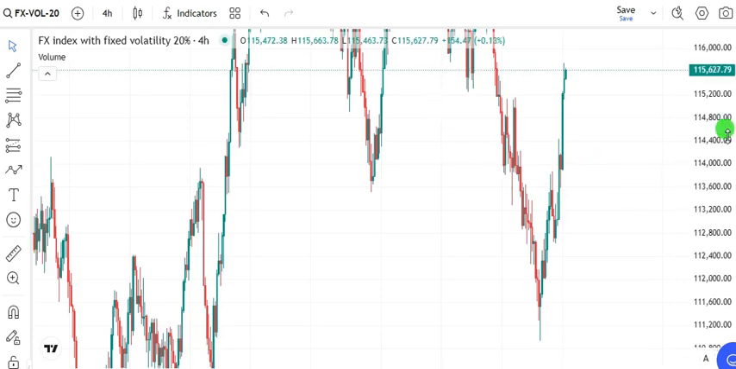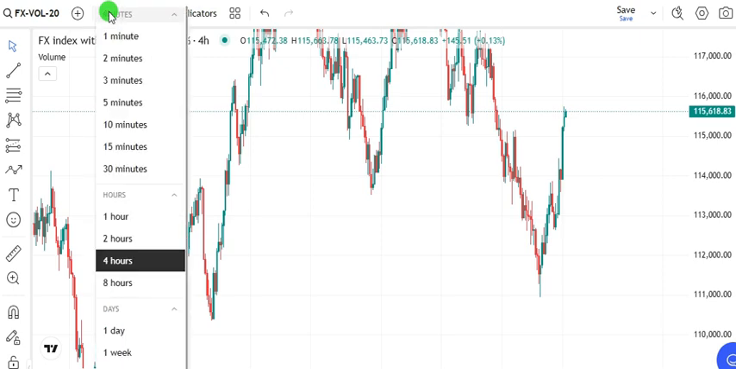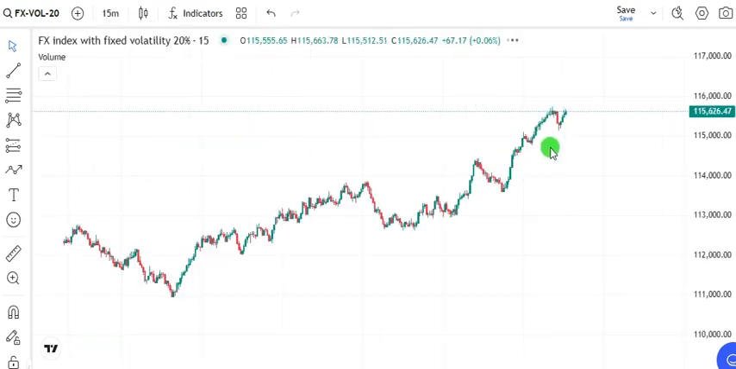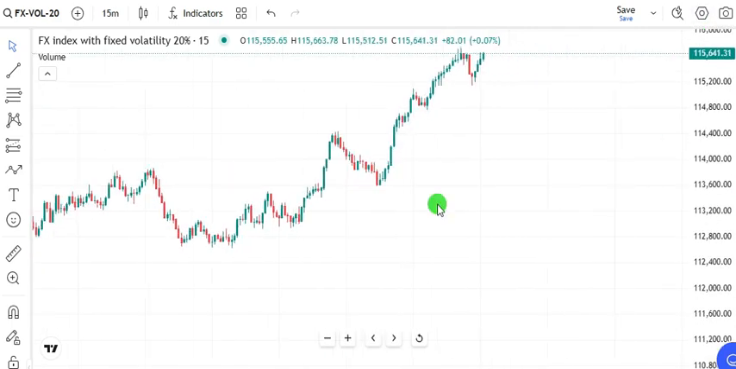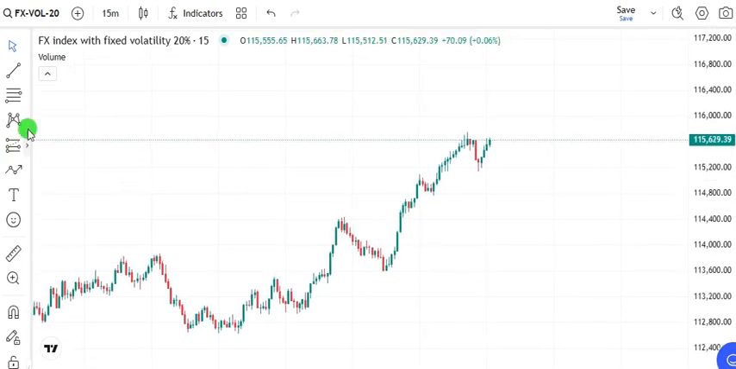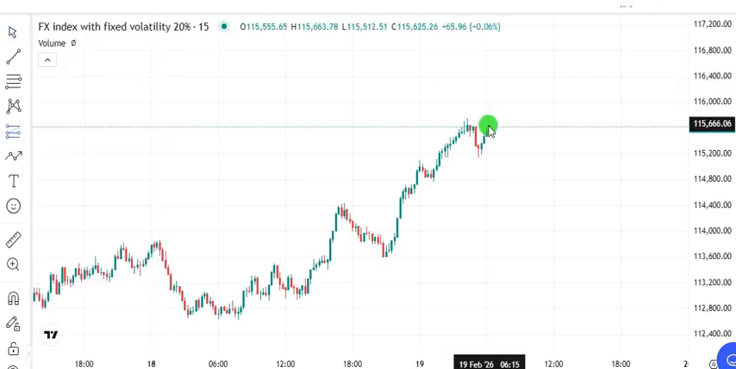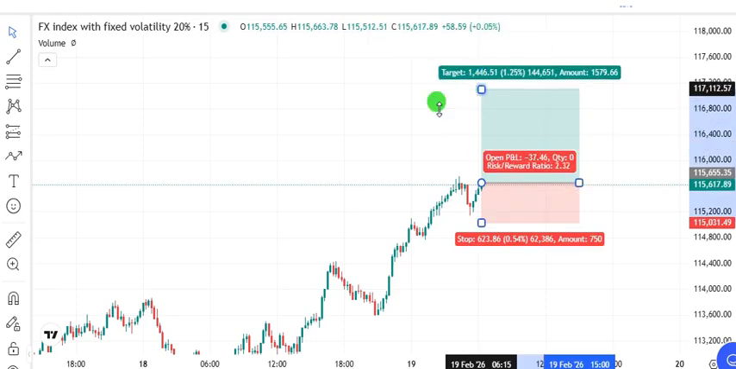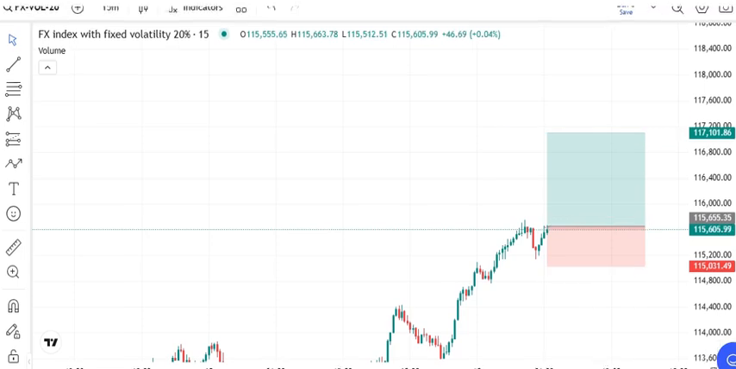Okay, on FX Volume, we're actually very bullish. So that means we are looking for just bullish trades. So let's go back to the 15-minute chart. Let's see if we can see a bullish trade. Okay, we can actually see some bullish formation. So here is my bullish setup. Stop loss here and take profit, minimum 1:2 risk to reward. So here's my bullish setup on FX Volume 20.